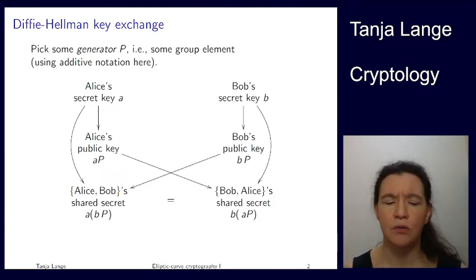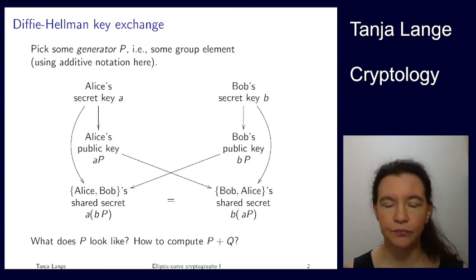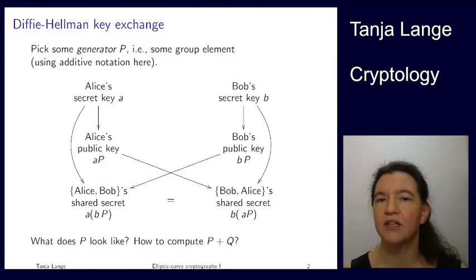Okay, this should give you lots and lots of questions. So what does this P look like? What is it? What am I supposed to think of here? And how do I actually do this computation, P plus P, or, well, P plus some other group element, Q? And we're going to learn about this today, with some example, and we're going to see some better examples soon. But I just first want to get you away from things that you're too familiar with, so I'm going to show you a very unusual example.